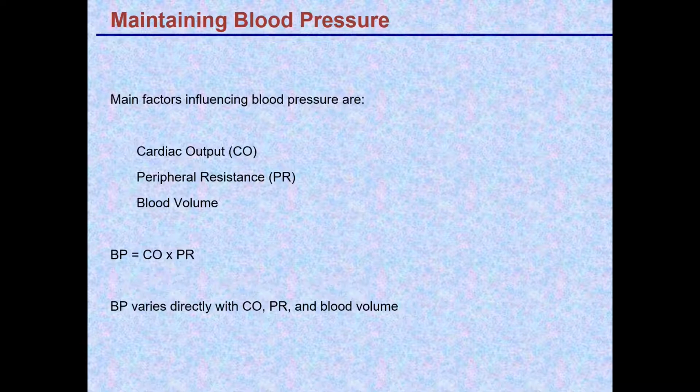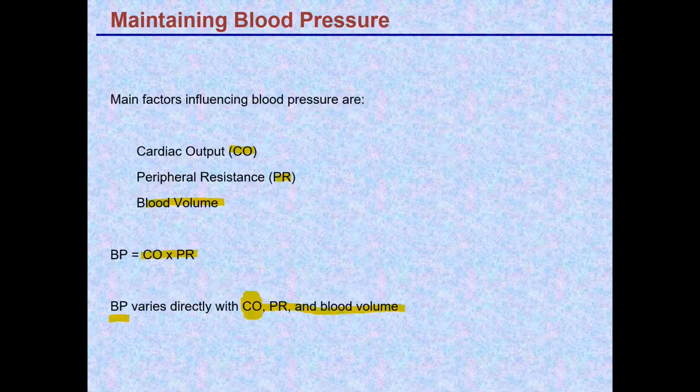The main factors that influence blood pressure are cardiac output, peripheral resistance, and the overall blood volume. So blood pressure is equal to cardiac output times peripheral resistance, and will vary directly with cardiac output, peripheral resistance, and blood volume. Your blood pressure goes up if your cardiac output goes up. There are examples of cardiac output going up.